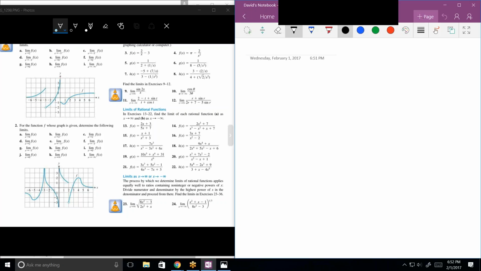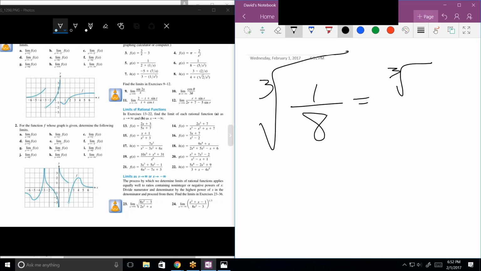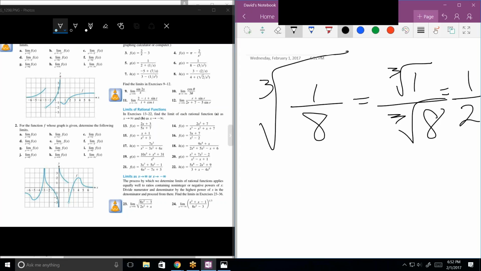Hold on. When I say take the cube root of that, first thing is it's the cube root of 1 divided by the cube root of 8. Well, the cube root of 1 is 1. What's the cube root of 8? 2. So it'd be 1/2. So that whole thing goes to 1/2.